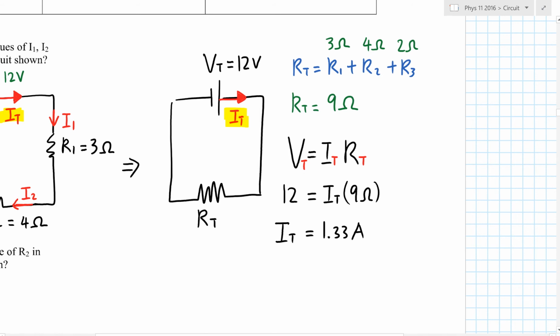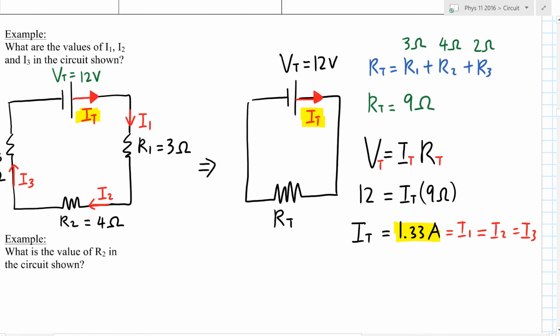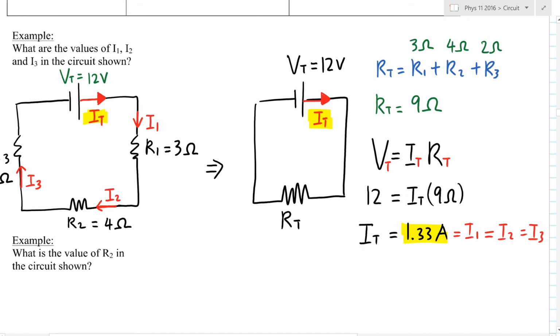1.33 amps. And that is the answer to all the questions they asked us, because this is also I1, which is also I2, which is also I3, because you do not eat the delivery guy, right? Once we get I total and there's only one pathway, that same I total is the same going into resistor 1, the same number of electrons going to resistor 2, and the same number of electrons going to resistor 3. Okay, now some of you might be asking, okay, so cool.